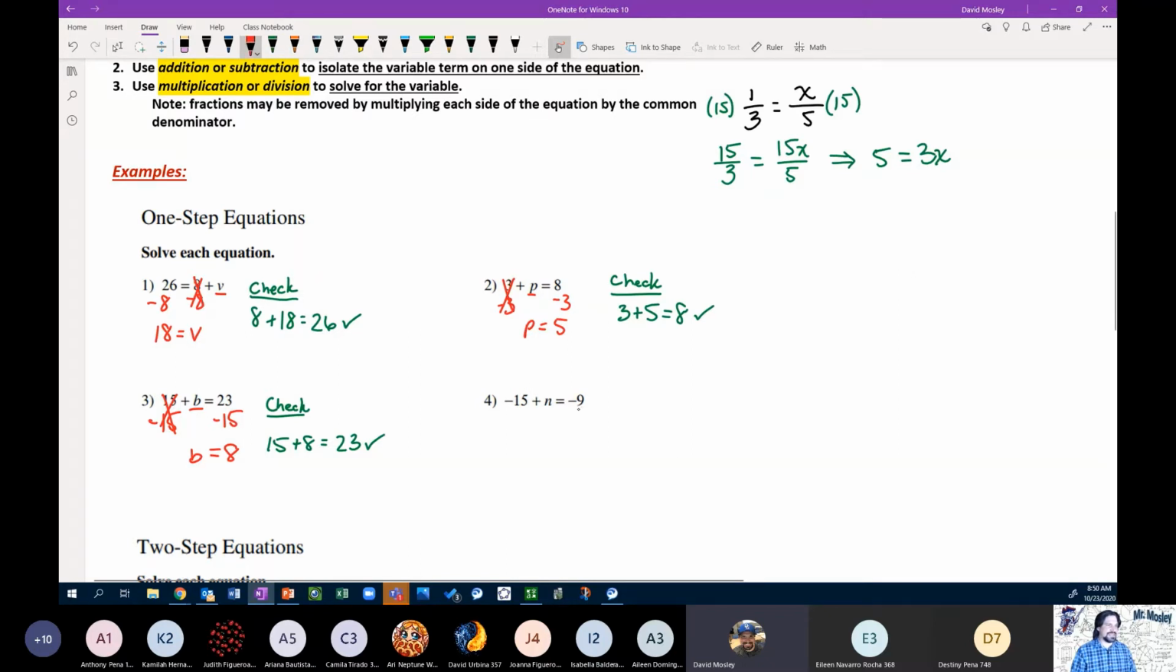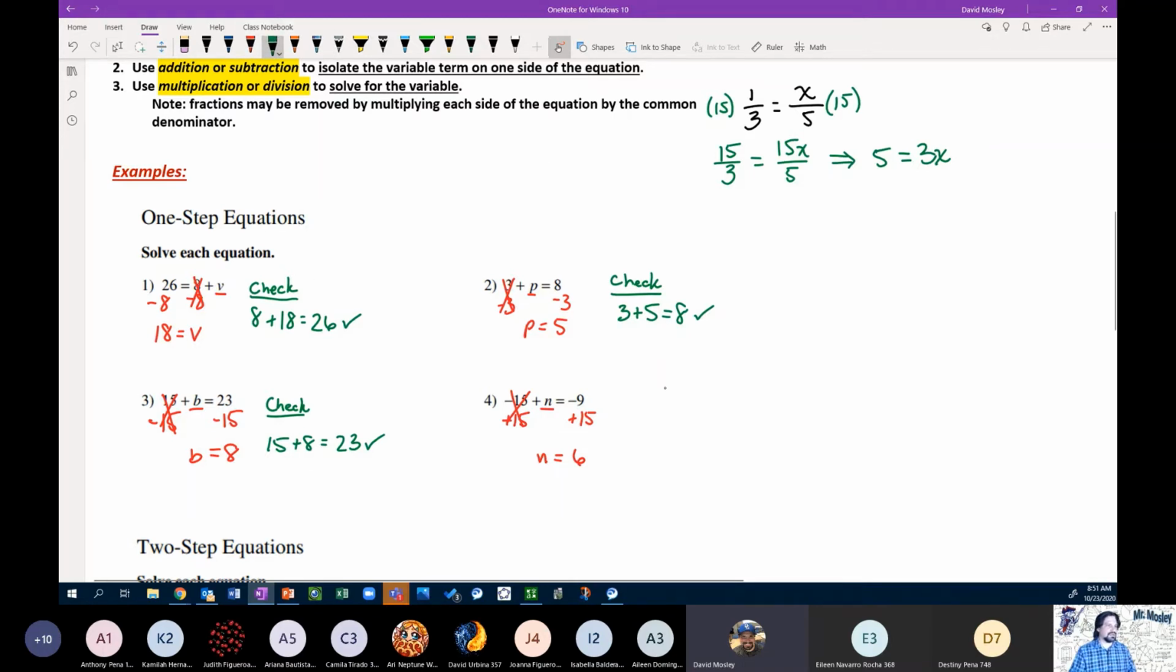Negative 15 plus n equals negative 9. Yep, we need to add the 15 because we're doing a subtraction of 15 here, which means we add 15 to this side. Our 15s go away. We're left with just n, and n equals negative 9 plus 15. Which we can also think of as 15 minus 9 to make it easier. Which will lead us to 6. If I can math there.